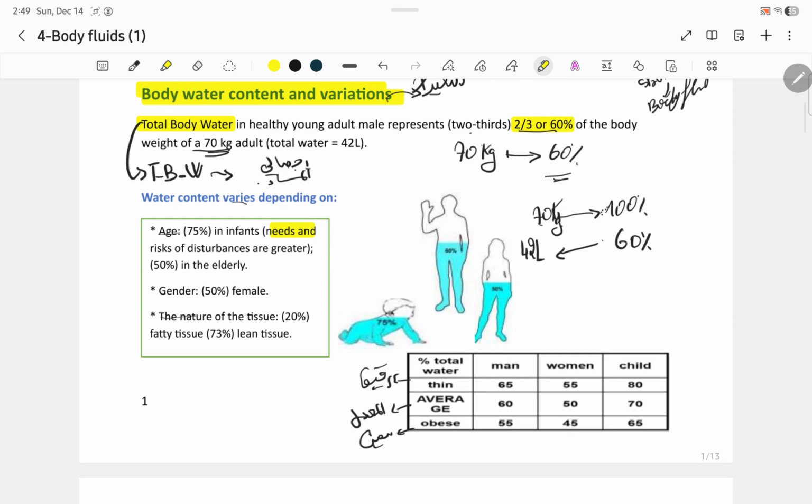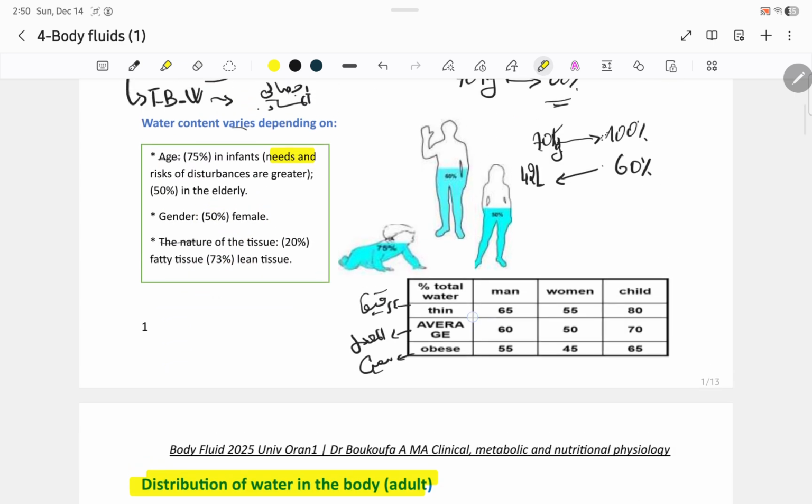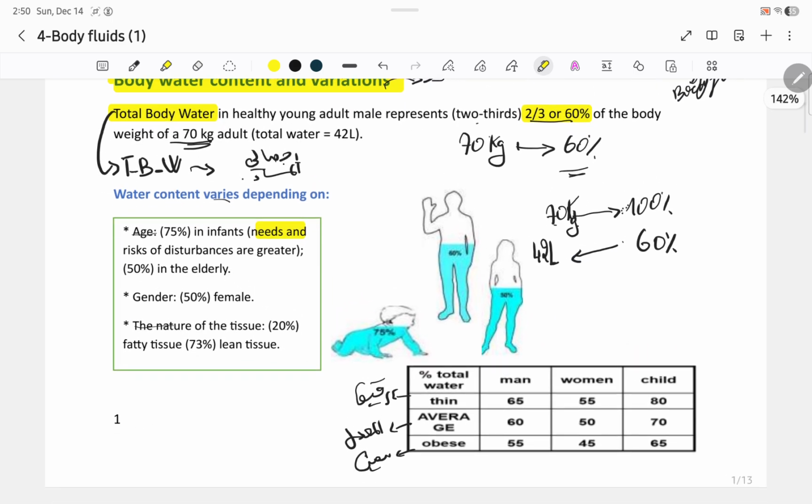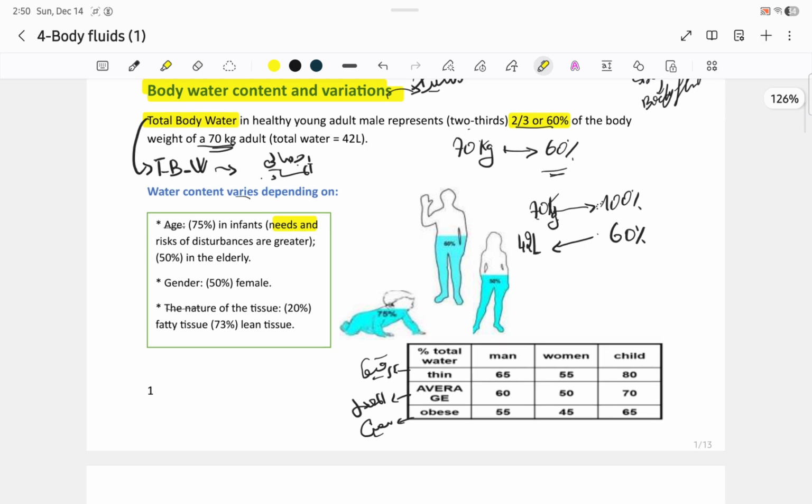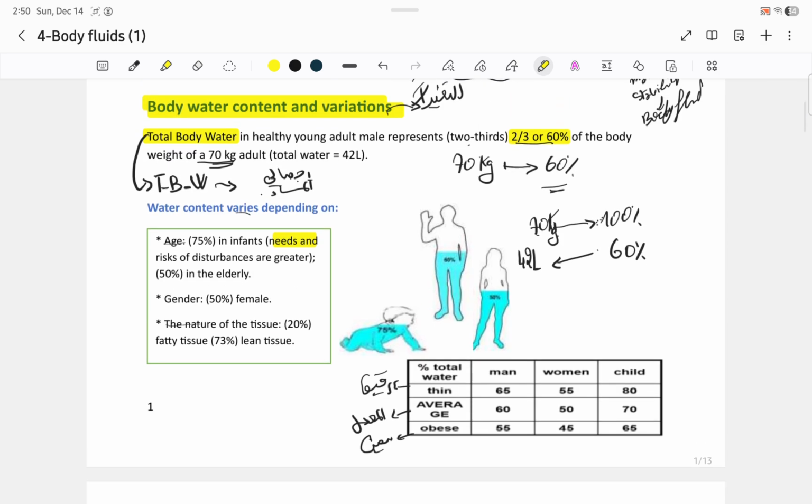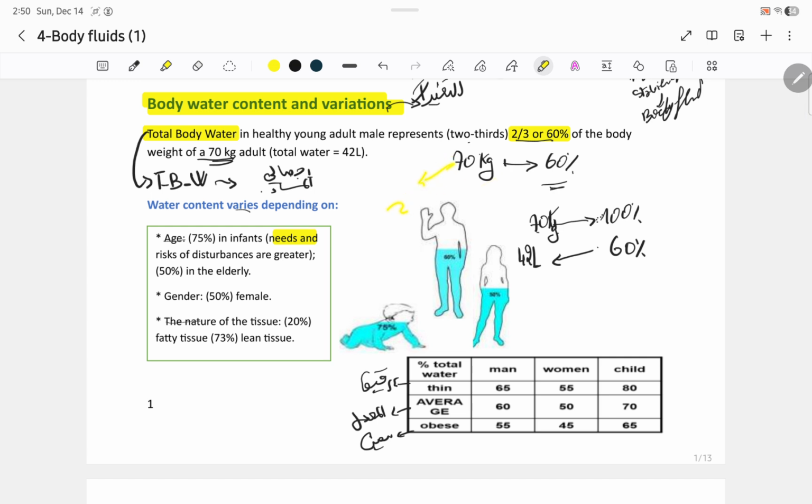There are some factors here, because for example age plays a major role in the difference of the concentration of water. For a younger person it's 60%, and for the gender, it's lower for women. There are also other factors, for example the fatty tissue, but these cases are not important. We should just know that in 70 kilograms, which is the normal healthy adult person, we have 60% water, which is 2/3 of the weight, approximately 42 liters. This is the most important.